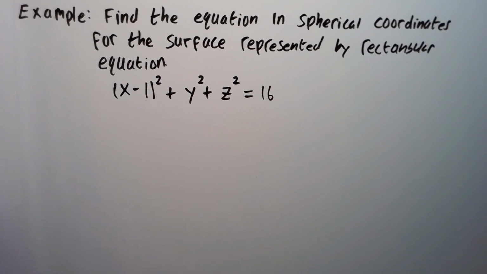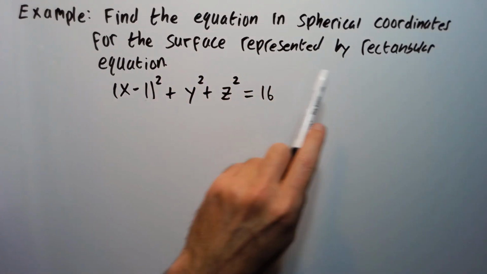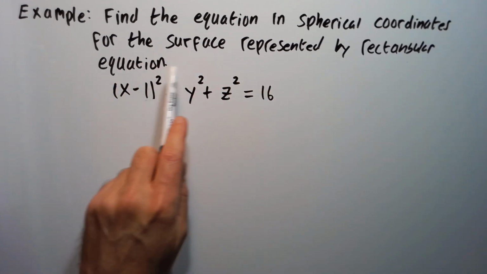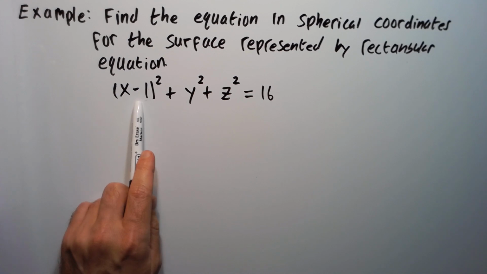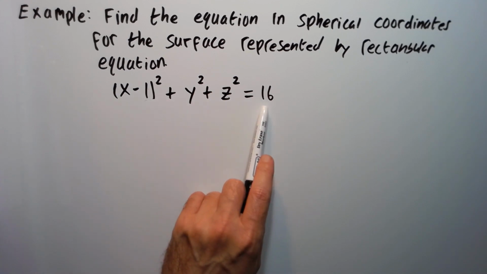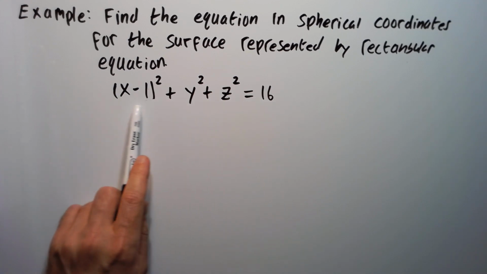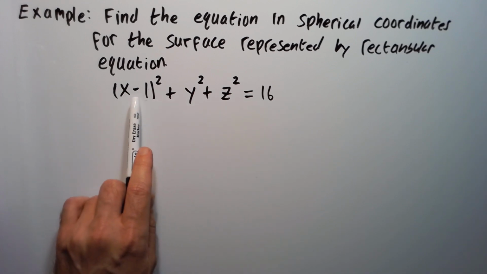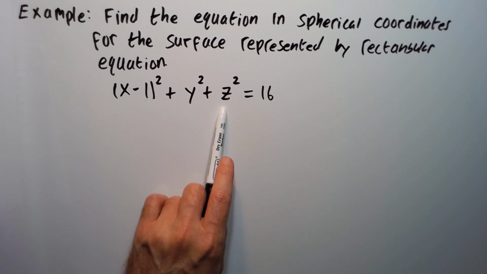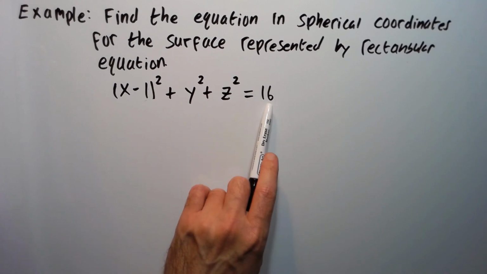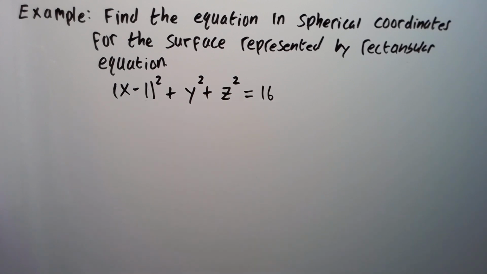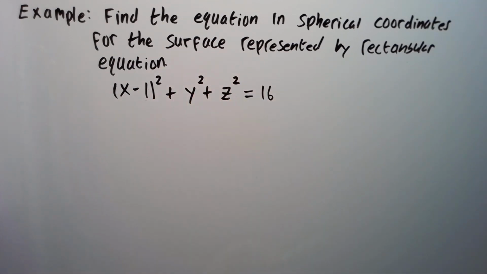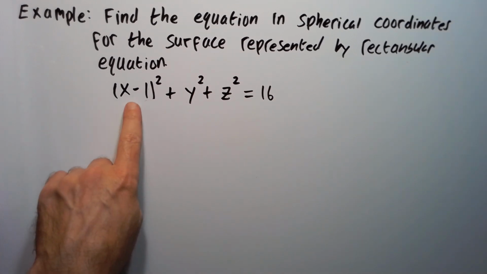Okay, so next example, it says find the equation in spherical coordinates for the surface represented by the rectangular equation (x minus 1) squared plus y squared plus z squared equals 16. This would be the equation of a sphere where the center would be (1, 0, 0), and the radius of the sphere would be 4. Okay, so we need to convert this to spherical coordinates.